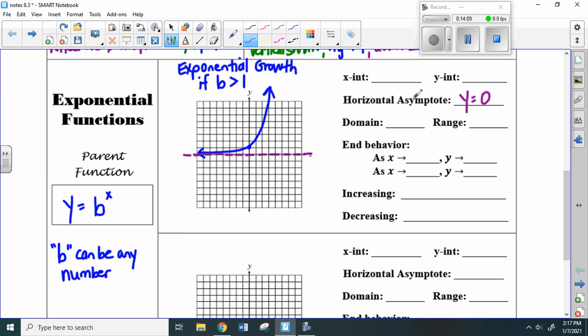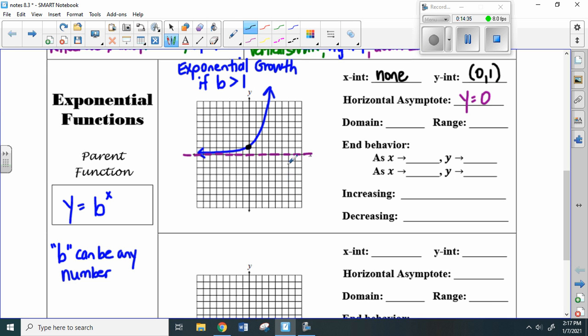Okay? All right. By the way, since I drew the parent function, notice if it has an asymptote on the x-axis, it cannot have an x-intercept, and our y-intercept happened to be at (0, 1). So it doesn't matter what number b is, as long as it's bigger than 1, that point right there will always be at (0, 1).